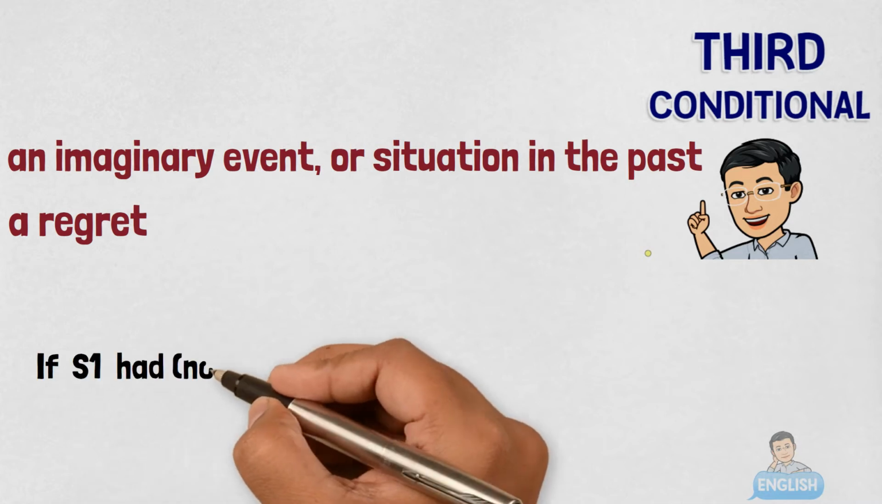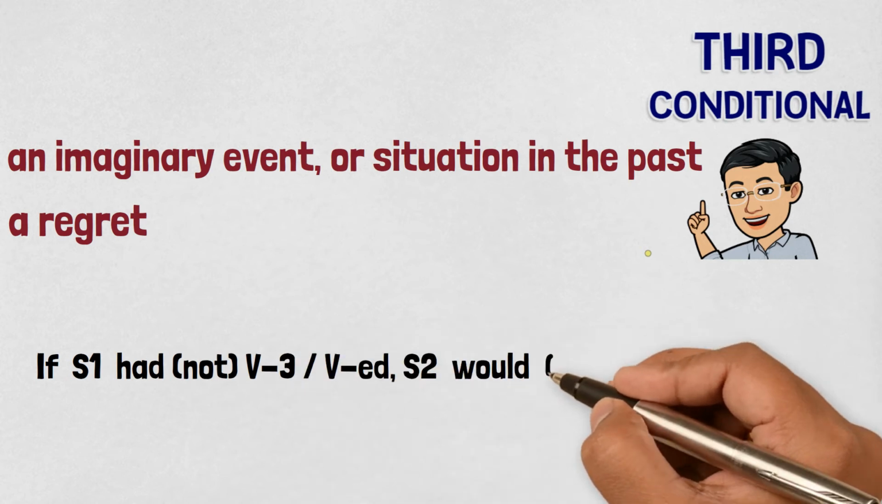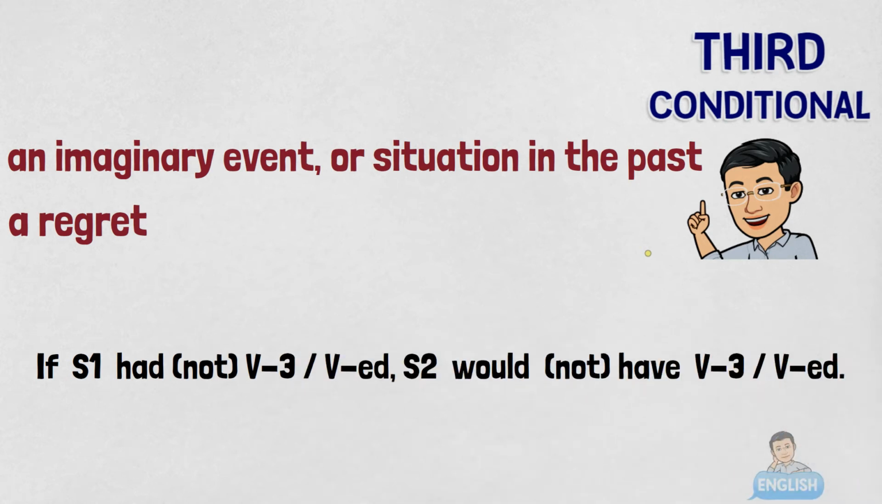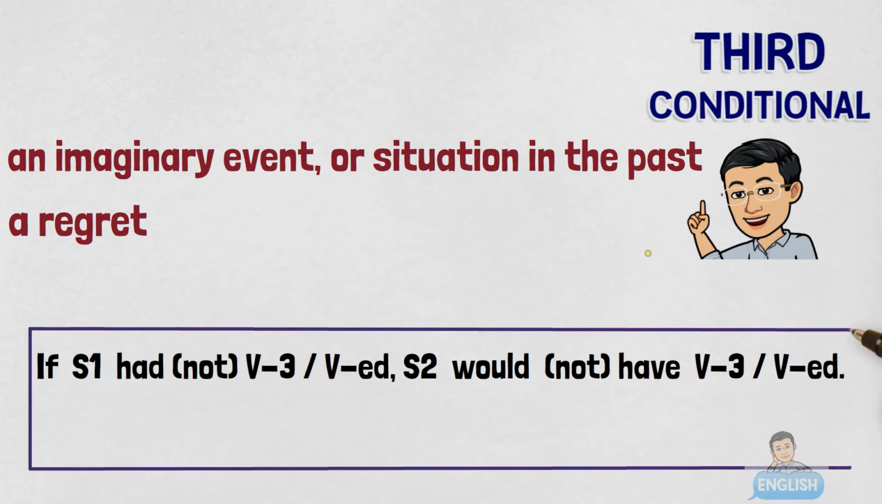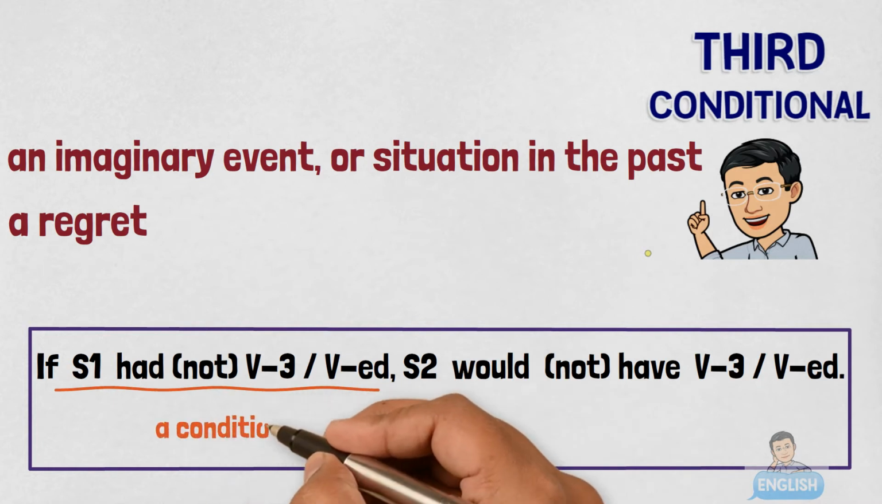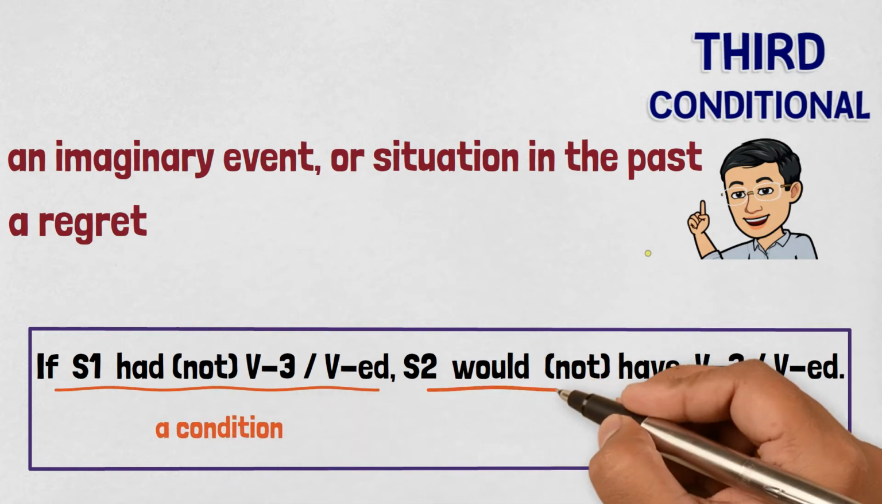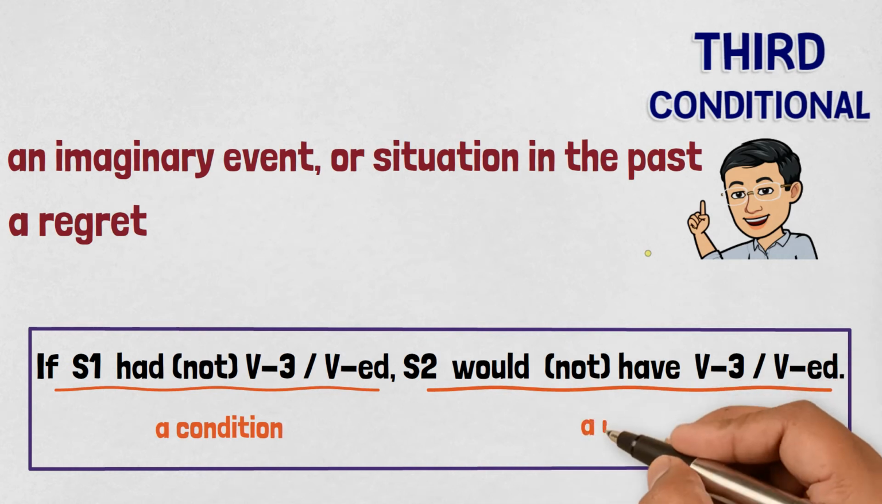If, subject 1, verb in the past perfect tense, subject 2, would have and past participle. In which the if clause expresses a condition. The main clause expresses a possible result.